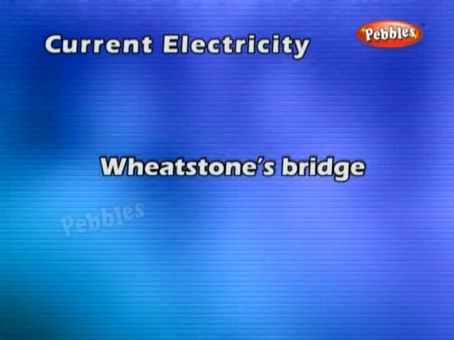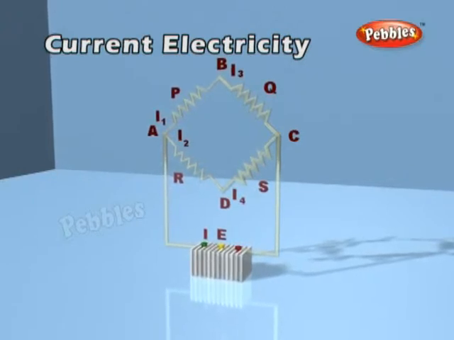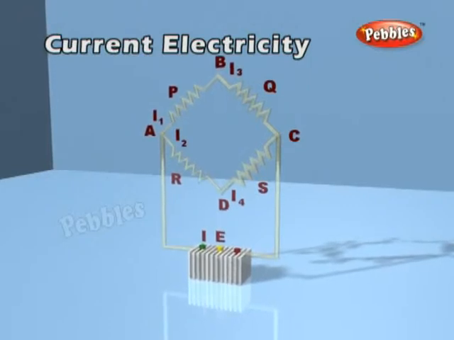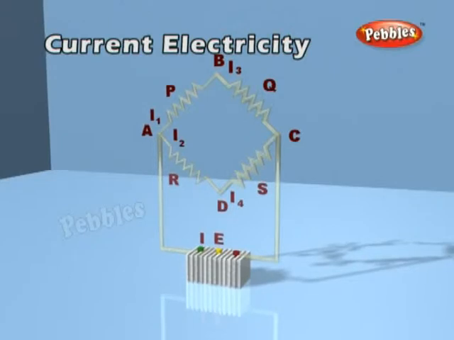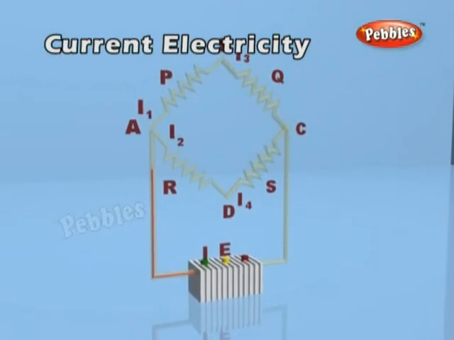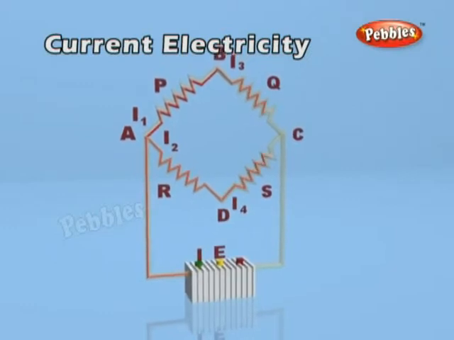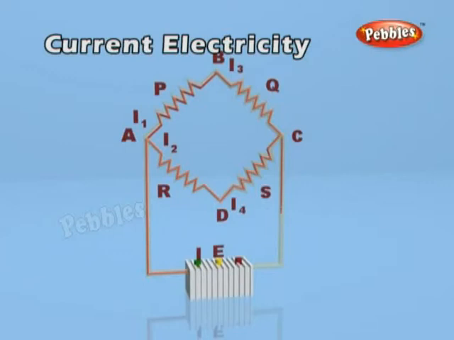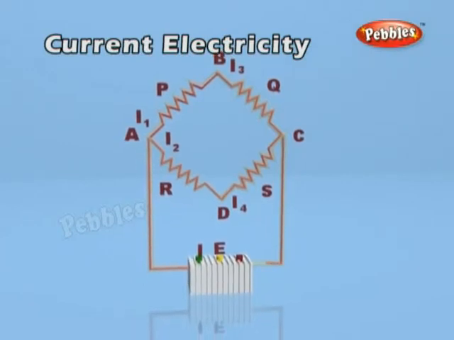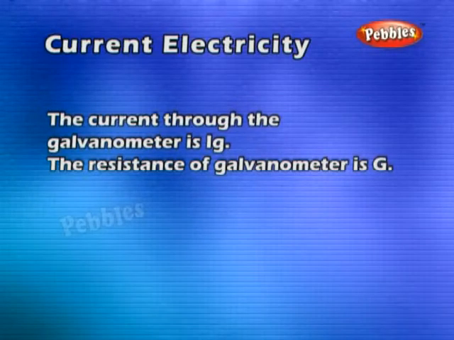Wheatstone's bridge. An important application of Kirchhoff's law is the Wheatstone's bridge. Wheatstone's network consists of resistances P, Q, R, and S connected to form a closed path. A cell of EMF E is connected between points A and C. The current I from the cell is divided into I1, I2, I3, and I4 across the four branches. The current through the galvanometer is IG. The resistance of the galvanometer is G.